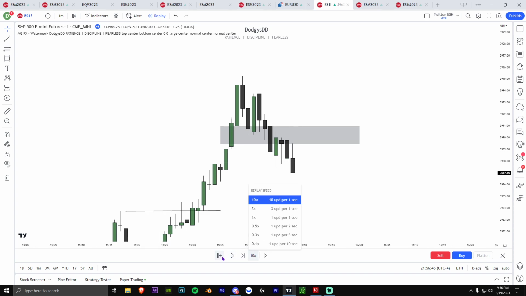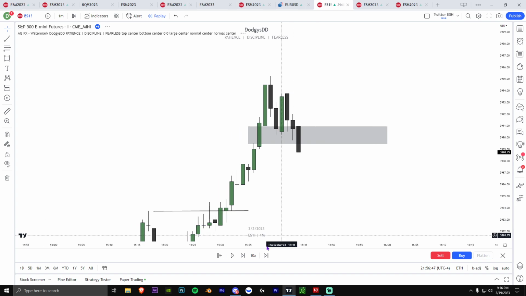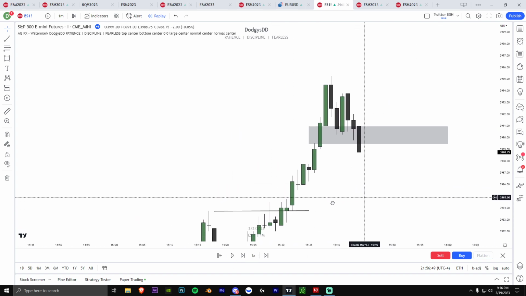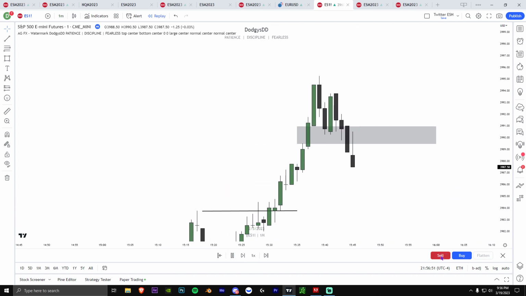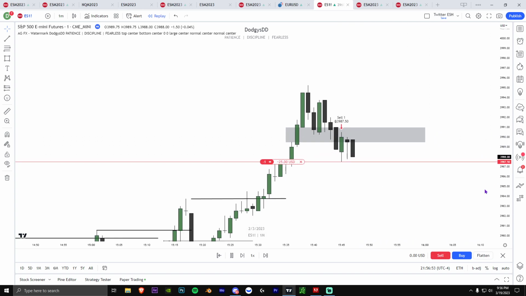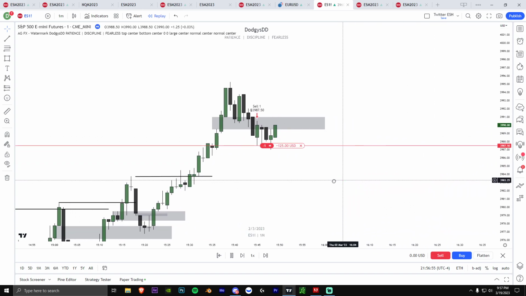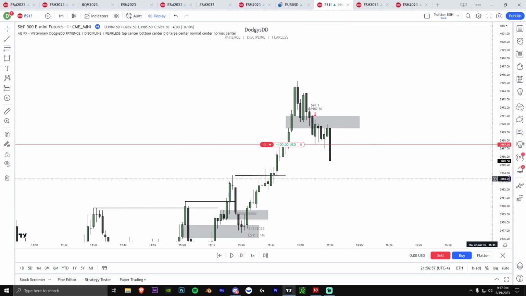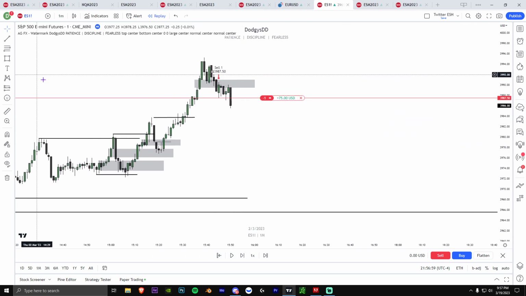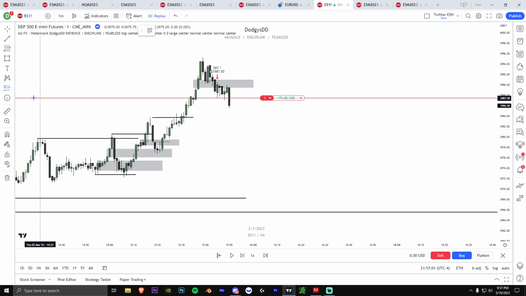So this retrace back on this candle, I'm taking this sell right here, on that candle. And to me, again, the risk reward is going to be even higher now.